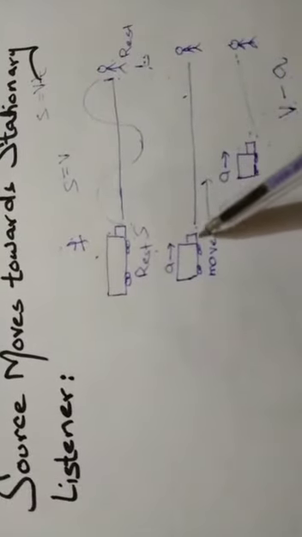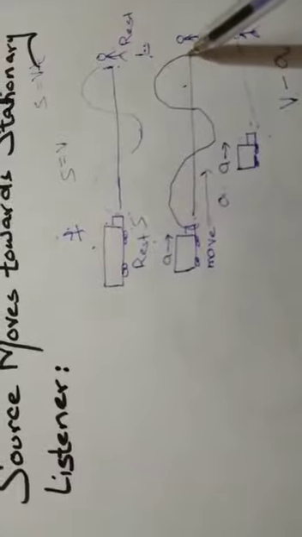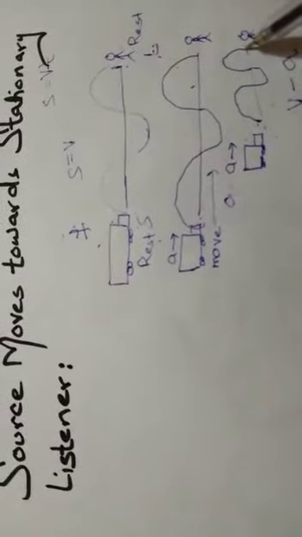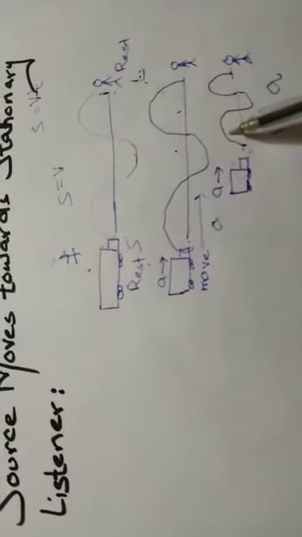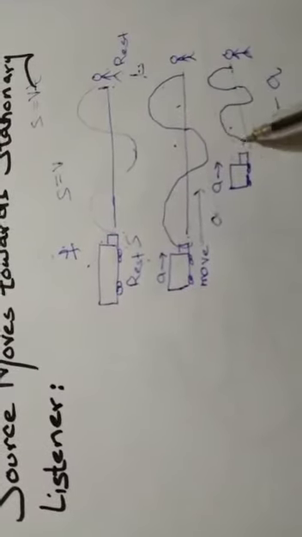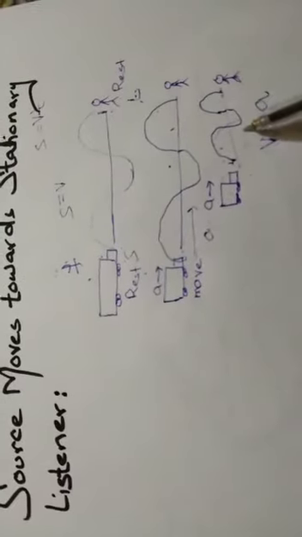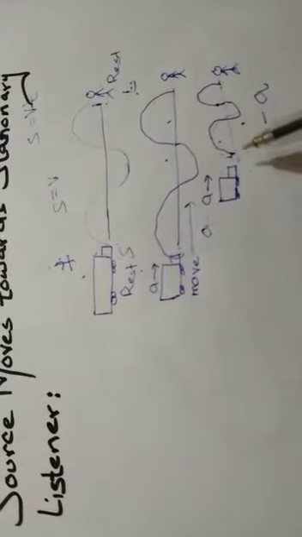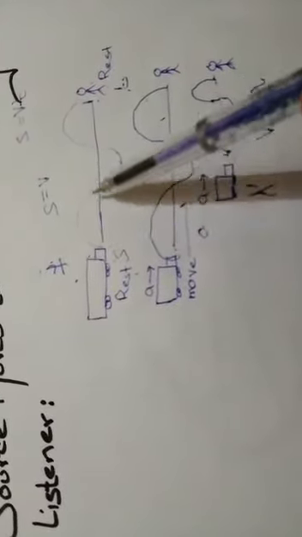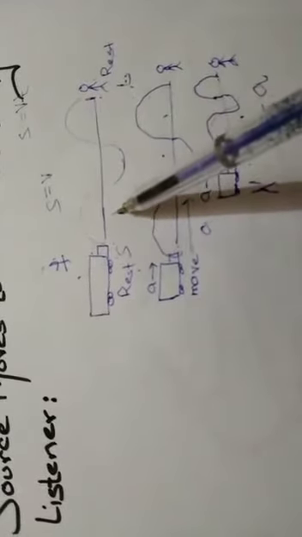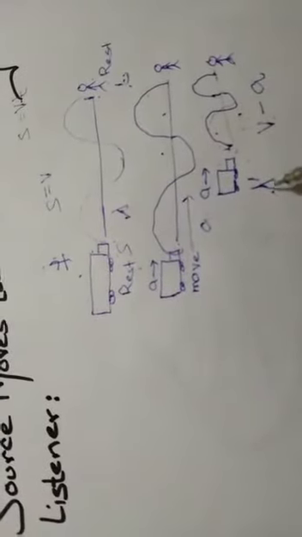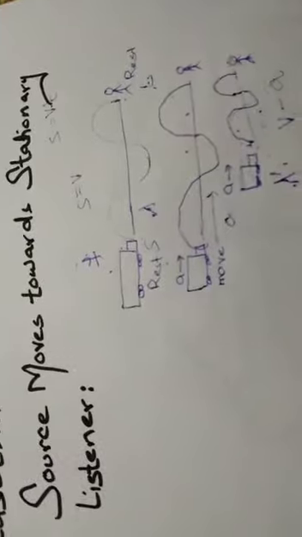The number of the waves generated by the sounding source is now compressed in this distance. Here it is clear that now there is a change of wavelength. Originally this is the wavelength lambda, and now there is a change of wavelength. This apparent change of wavelength we denote by lambda prime. Originally this is the wavelength generated by the sounding source, this is lambda, and now the wavelength changes, and this apparent change of wavelength we call lambda prime.